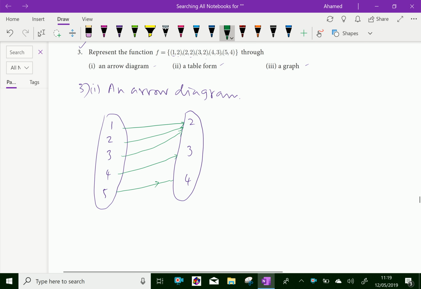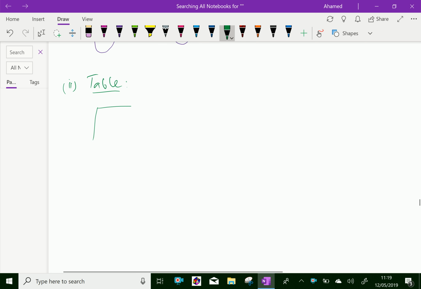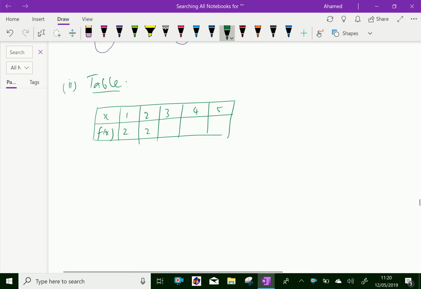Now, in terms of table, we can write here x, this is f of x. x values 1, 2, 3, 4 and 5. Respective y values are 2, 2, 2, 3, and 4.